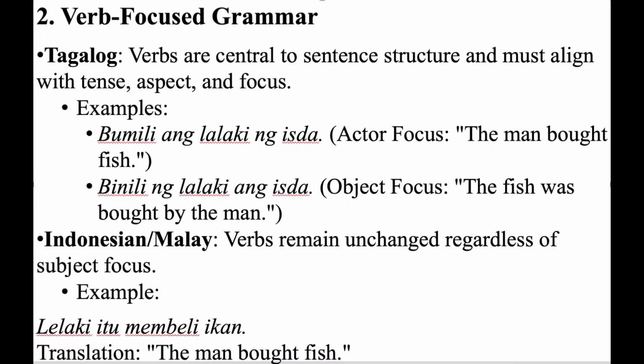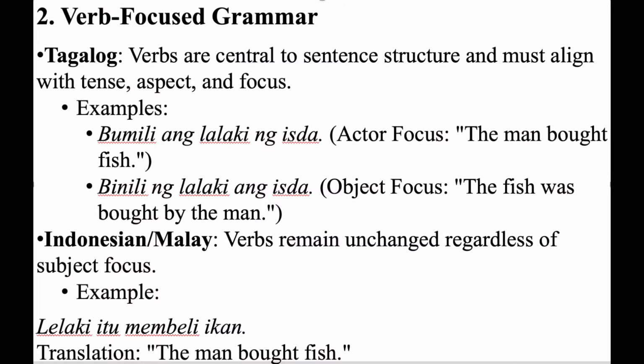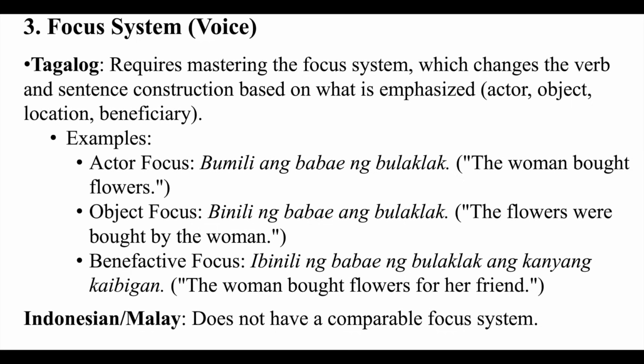The second thing is verb-focused grammar. Tagalog verbs are central to the sentence structure and must align with tense, aspect, and focus. Examples: Bumili ang lalaki ng isda. The man bought fish, which is actor focus. Binili ng lalaki ang isda. The fish was bought by the man, which is object focus. In Indonesian Malay, verbs remain unchanged regardless of the subject focus. For example, Lalaki itu membeli ikan. The man bought fish.